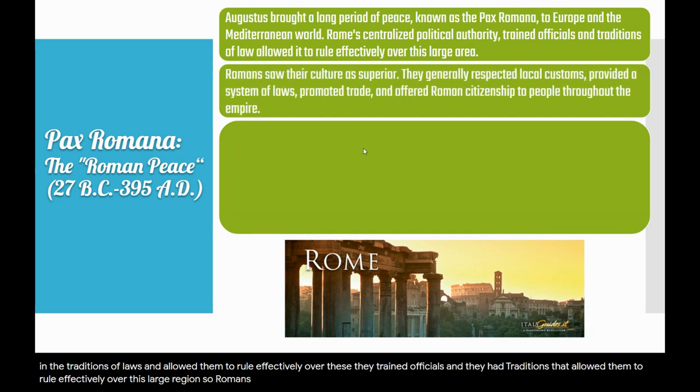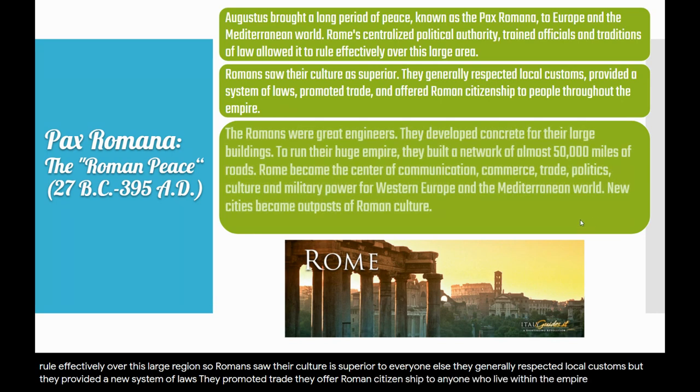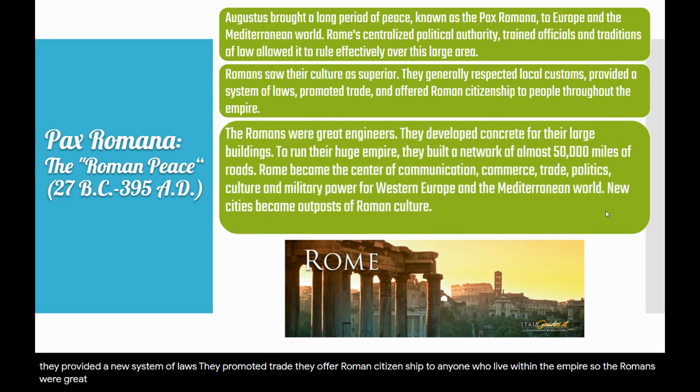So Romans saw their culture as superior to everyone else. They generally respected local customs, but they provided a new system of laws. They promoted trade, and they offered Roman citizenship to anyone who lived within the empire. So the Romans were great engineers. They developed concrete, that way they could build these great buildings.